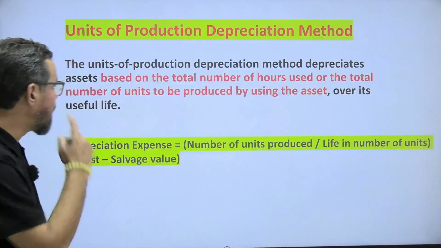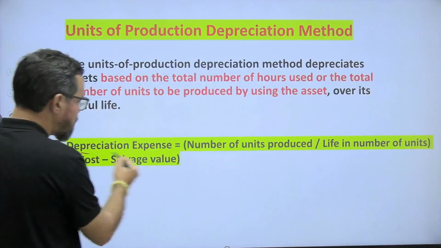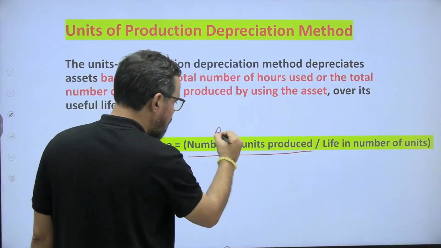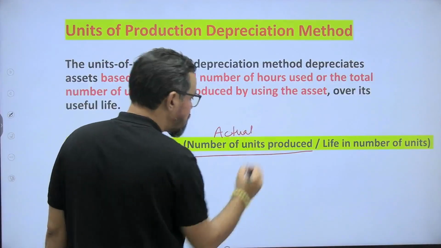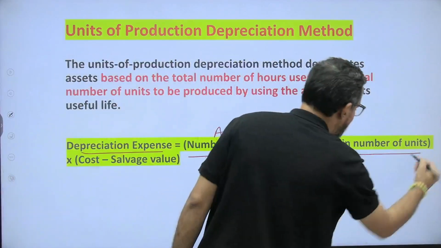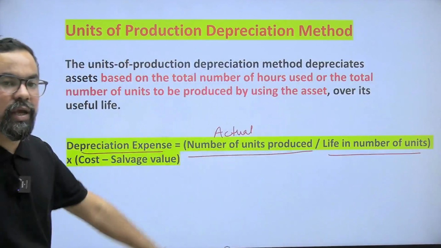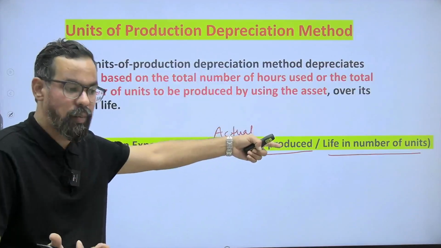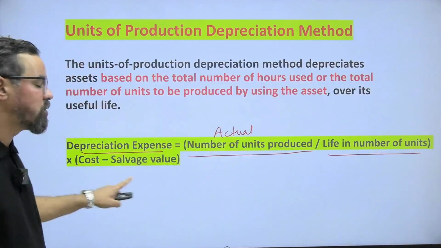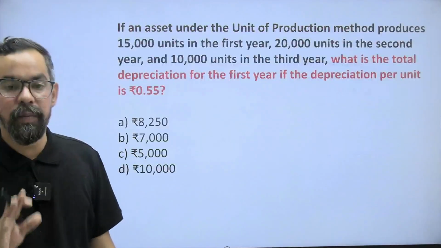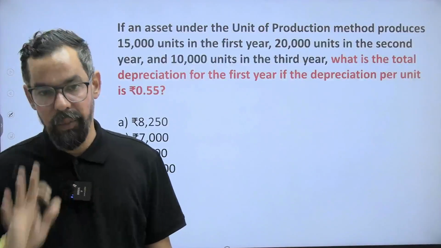So how we calculate this one? Depreciation expense is equal to the actual number of units produced during that particular period, divided by lifetime number of units, or estimated number of units that machine can produce, into cost minus salvage value. So this way you are going to calculate the depreciation by using unit of production method.